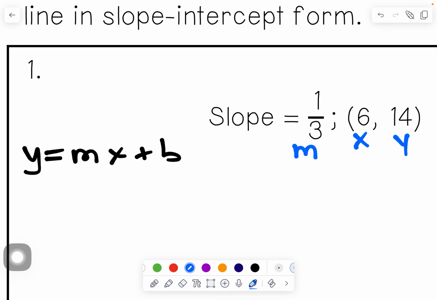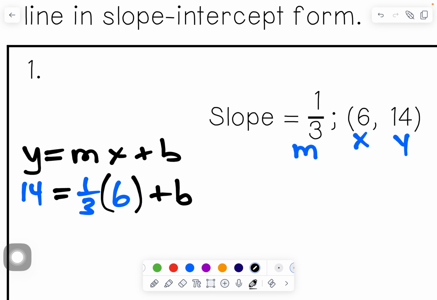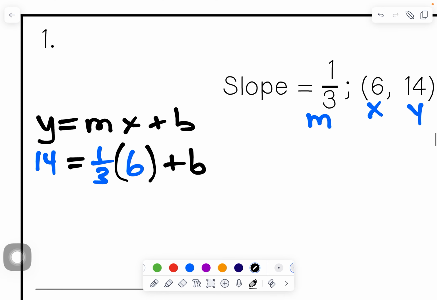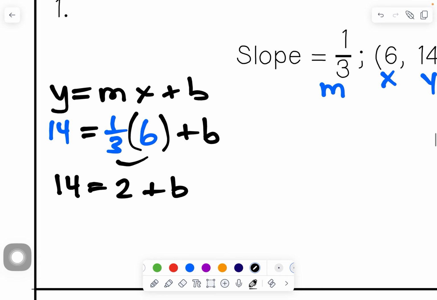So if I plug in the 14 for my y, the 1/3 for my m, and the 6 for my x, I'll be able to solve that equation for the only variable that's missing, and that is the b. So when I solve this equation, I'm going to multiply those two numbers together. So I get 14 equals 2 plus b. I want to solve the equation for b. So to do that, I'm going to have to subtract the 2 from both sides, because it's a positive 2. And I find out that 12 equals b.